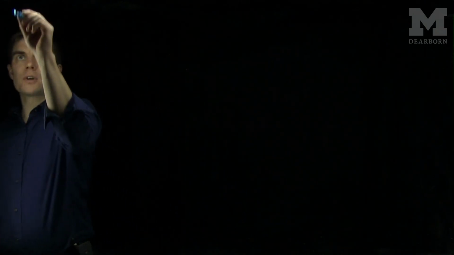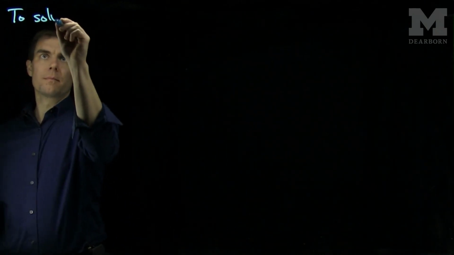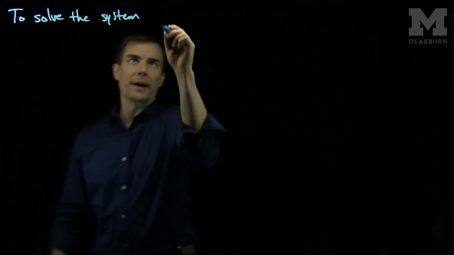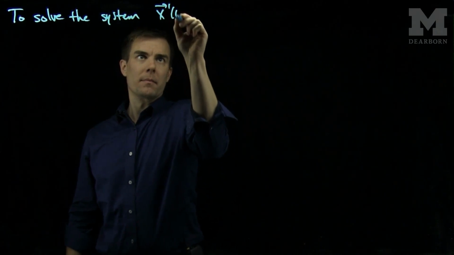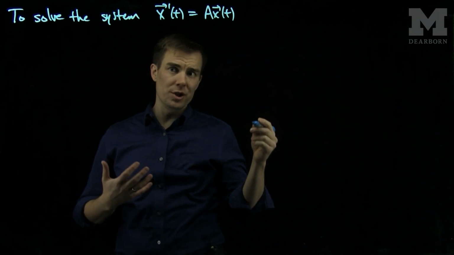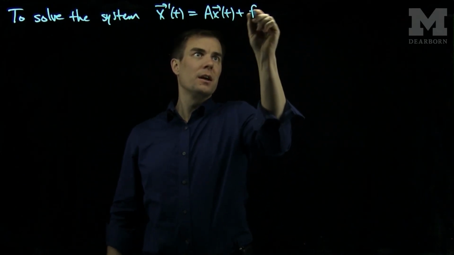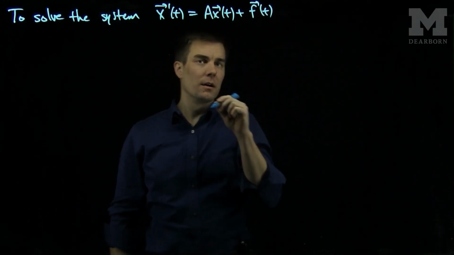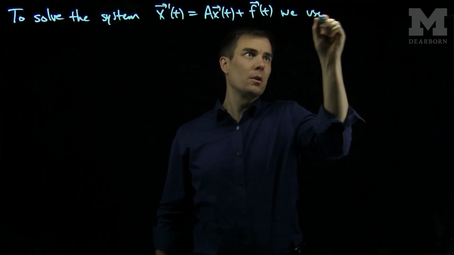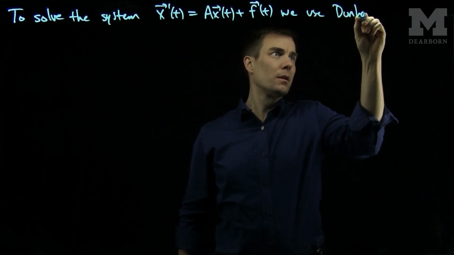Hello students, in this video we'll see how to solve non-homogeneous first-order systems using Duhamel's formula. So, to solve the system x prime equals A x of t, this is the ordinary homogeneous equation, plus f of t, a forcing function, which makes it non-homogeneous, we use Duhamel's formula.